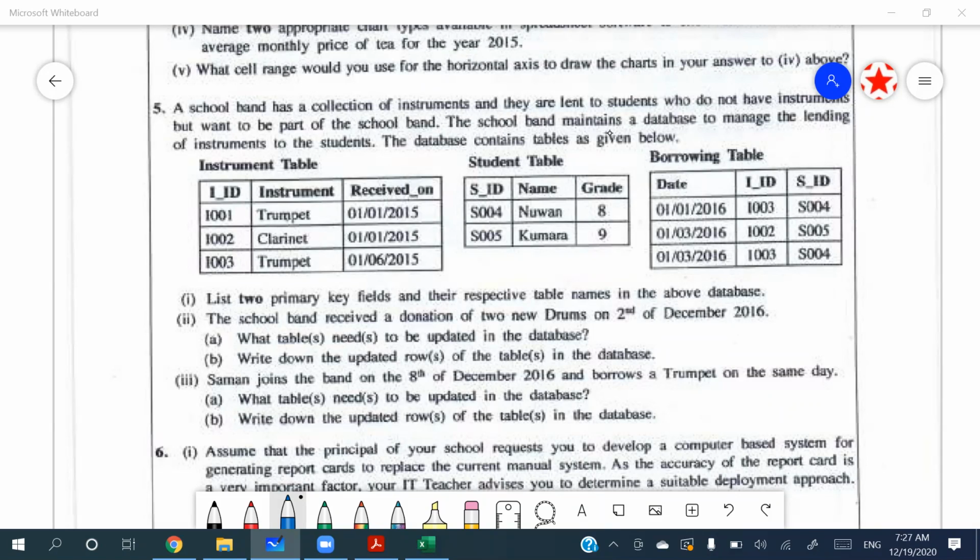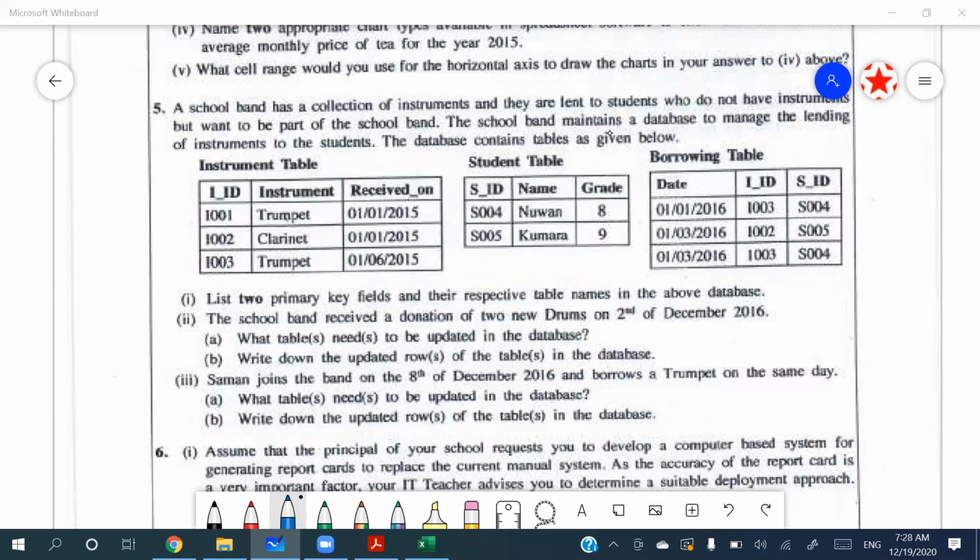So the instrument table is having IID, which naturally is going to be the primary key field, and instrument, and received on, which is a date, right? And the student table has SID, which again can be taken as a primary key, and name and grade. And the borrowing table has a date, IID and SID, right?